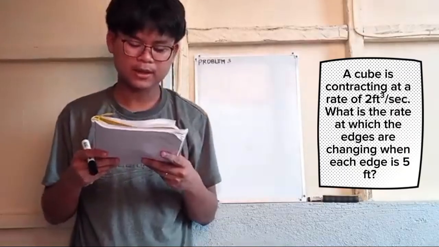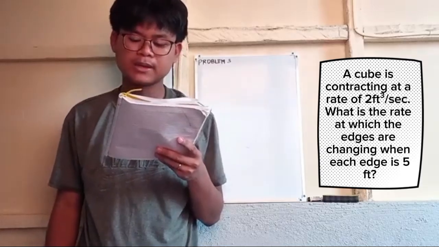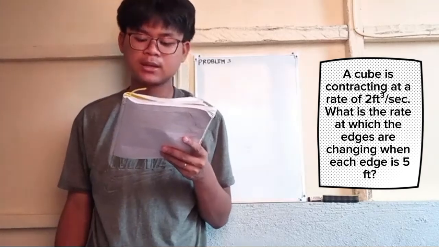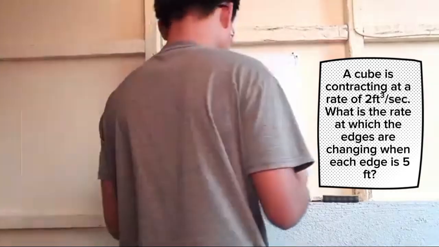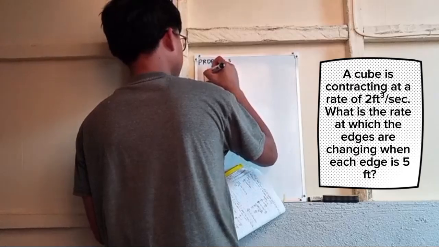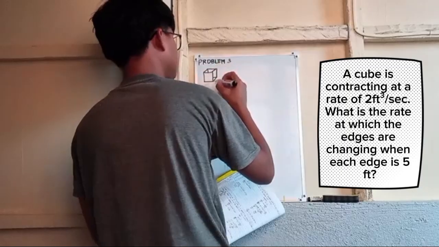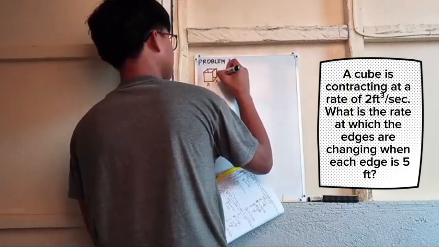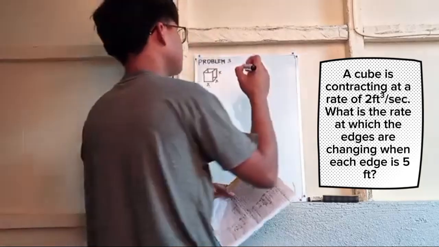A cube is contracting at a rate of 2 feet cube per second. What is the rate at which the edges are changing when each edge is 5 feet? So first we will draw. So a cube, then each edge is equal to x, x, and x. So first we will determine what is given.